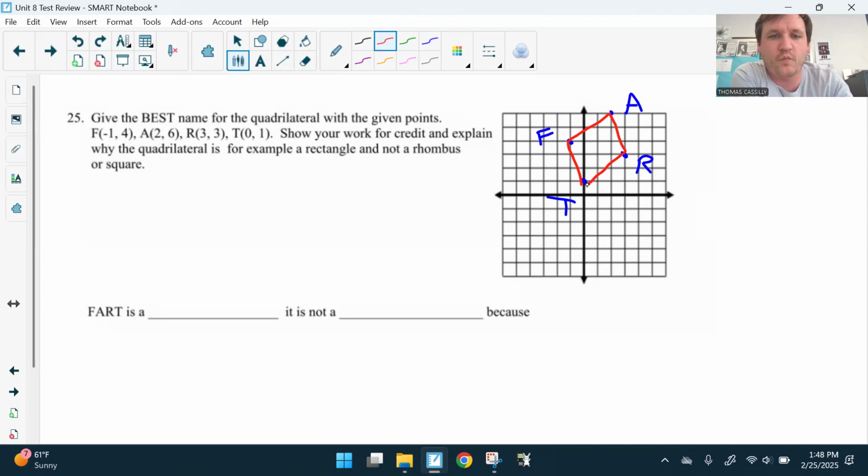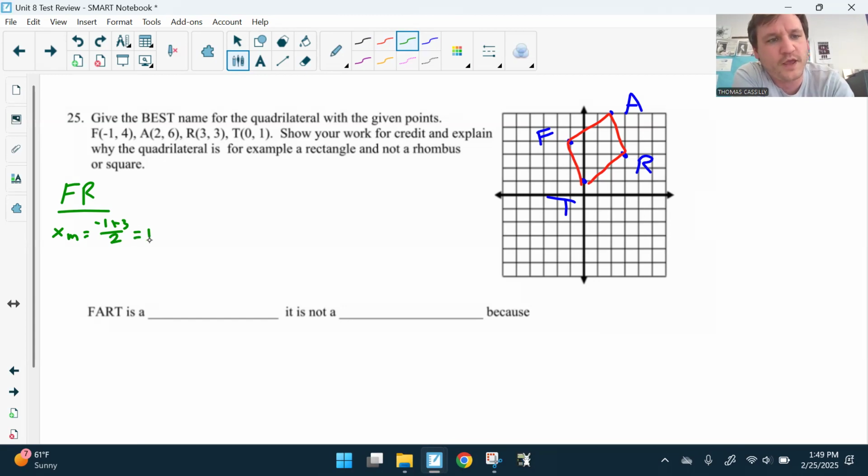We're looking at the diagonals. I'm going to look at FR. What is the midpoint of FR? I'm just going to say the x coordinate of the midpoint using point F and point R. I got -1 plus 3 over 2. -1 plus 3 is 2, divided by 2 gives us a 1.